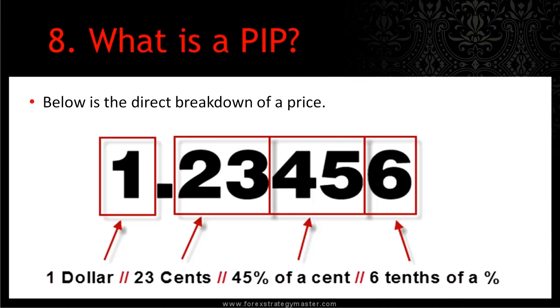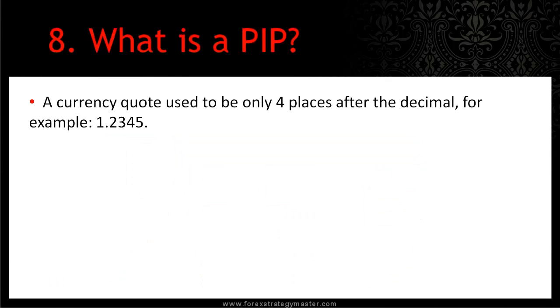Now below is a direct breakdown of the price. The 1 is the dollar. The 23 is 23 cents. The 45 is 45% of 1 cent, so we're almost looking at half a cent. And then the 6 is 1/10 of 1%. So this breakdown is quite a bit. I mean, we're breaking this down into 1/1000th of a cent.